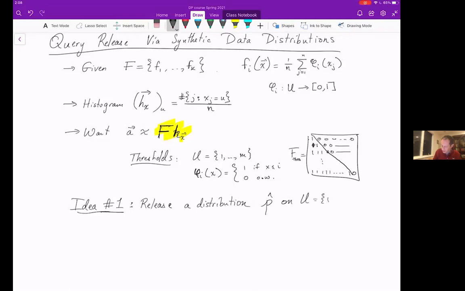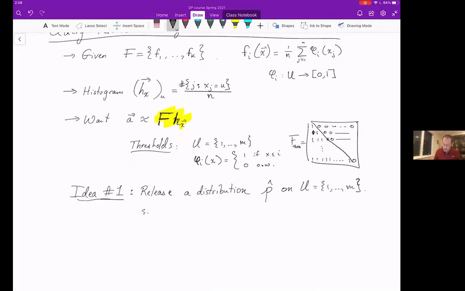Okay, so we'll think of the universe as being a discrete set of possible records, and we want to release a distribution p hat on that set such that p hat has approximately the right statistics. That is, the expectation of a function on a random sample from p hat is approximately the same as it would be for a random record drawn from the data set. So we're going to try and construct a distribution that imitates the data set, at least with respect to the queries we care about.